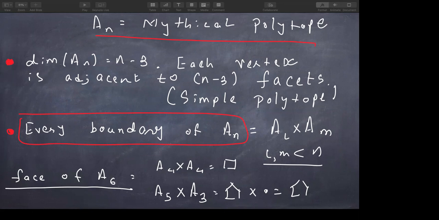Indeed, you can draw A6 and see that you will never get a face which is a hexagon. And this property is related to the factorization property of amplitudes, as you will see. But of course, this is so far nothing to do with amplitudes. It's just some combinatorial property of this polytope.